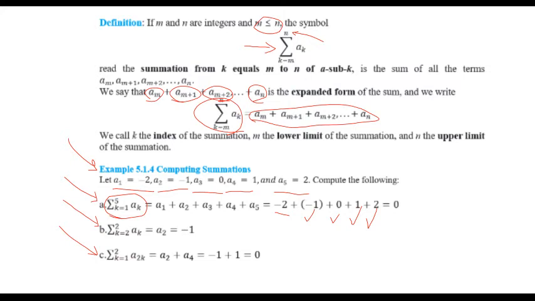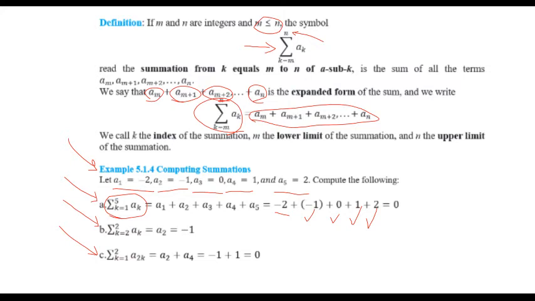In part B, we have the summation of a sub k, k from 2 to 2. So in this case, we only have one number, and we basically don't have any summation. We only have the element a sub 2, which is equal to -1, because the lower limit and the upper limit of the summation are both equal to 2.